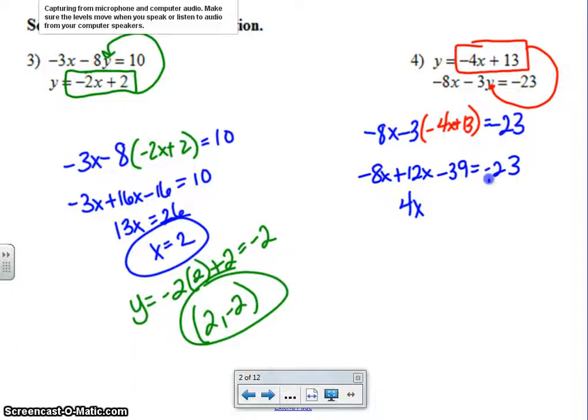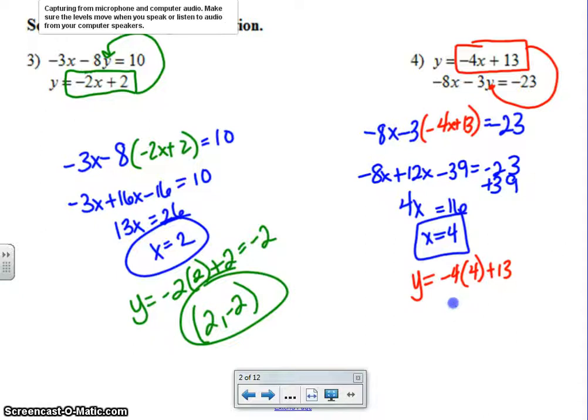Let's see, if I add 39 over, I'm going a little fast, sorry. If you need to rewind, go ahead and figure it out. I should probably slow down so I don't mess up though. All right, x is 4. Going back to my box, my recipe for y, it's -4 times the x value plus 13. So that's -16 plus 13, so my y value must be -3. And my final answer is the ordered pair 4, -3.